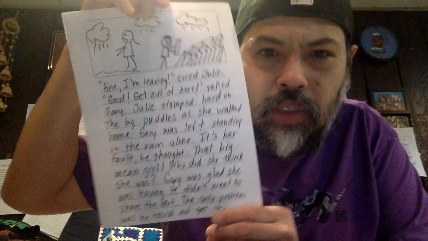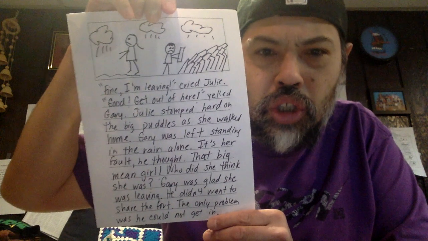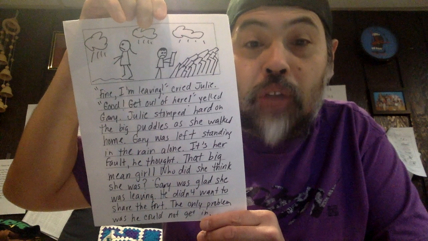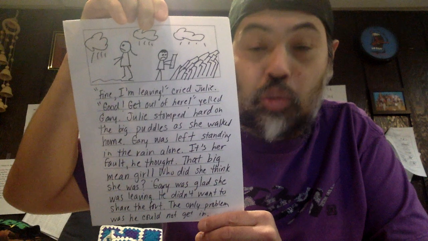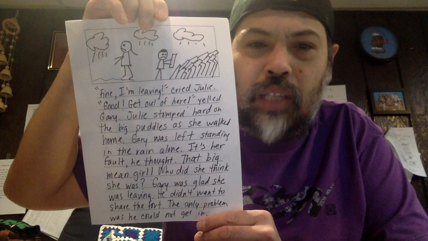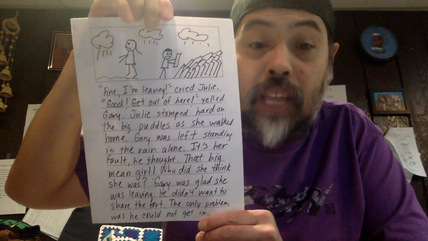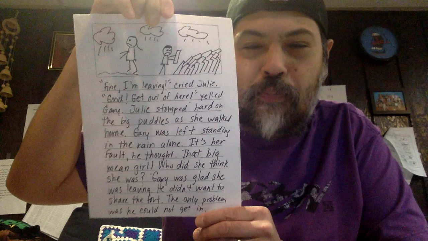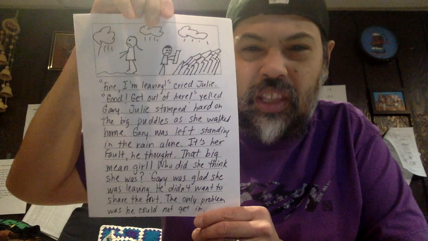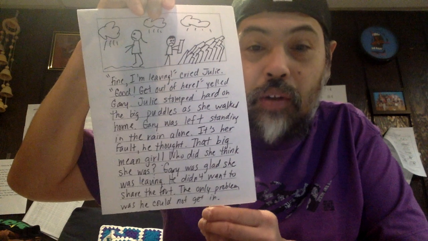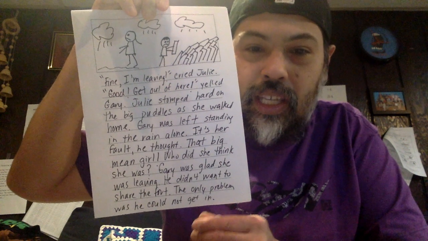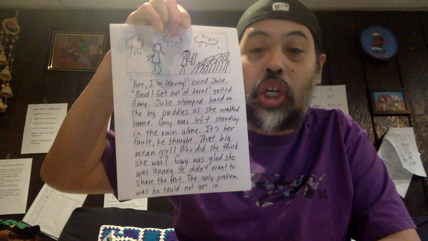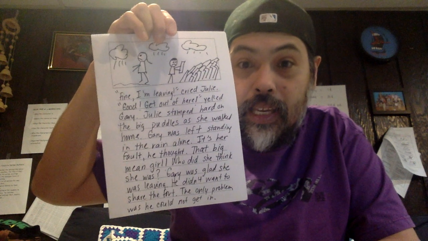"Fine, I'm leaving," cried Julie. "Good, get out of here," yelled Gary. Julie stomped hard on the big puddles as she walked home. Gary was left standing in the rain alone. "It's her fault," he thought, "that big mean girl." Who did she think she was? Gary was glad she was leaving. He didn't want to share the fort. The only problem was he could not get in.